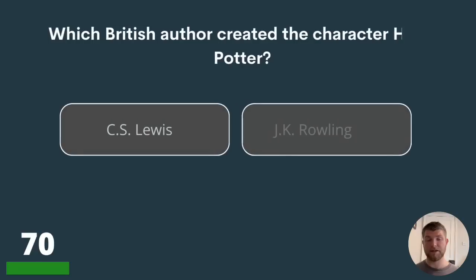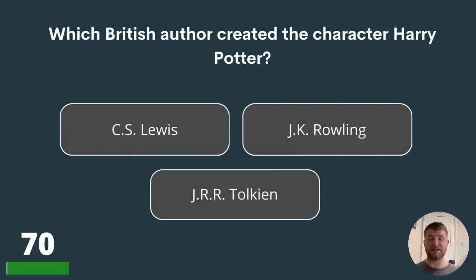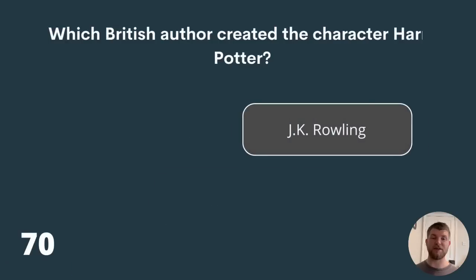70. Which British author created the character Harry Potter? C.S. Lewis, J.K. Rowling, or J.R.R. Tolkien? The answer is J.K. Rowling.